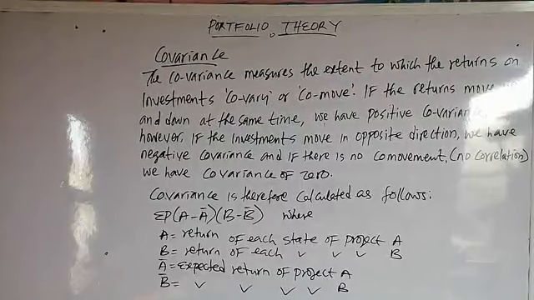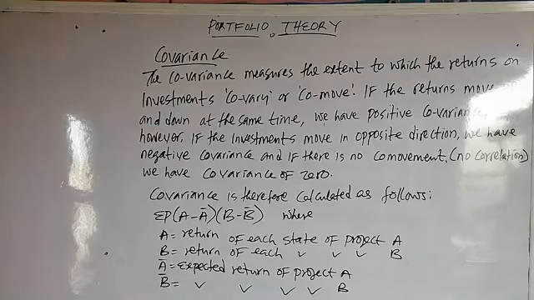We're still on the portfolio theory, and here we're going to treat covariance. So, what does covariance tend to do or to measure in portfolio theory? The covariance measures the extent to which the return on investment could vary or could move. Covariance is trying to look at the movement of the return from a portfolio.